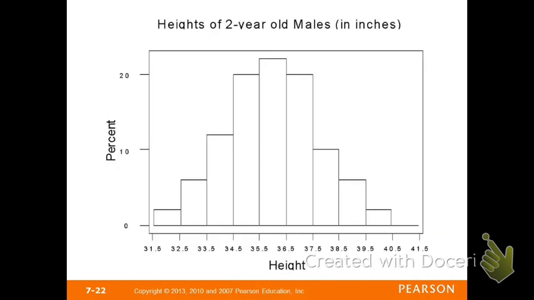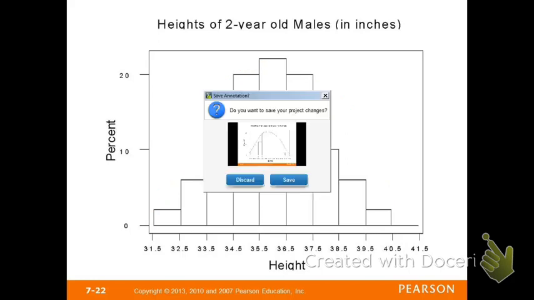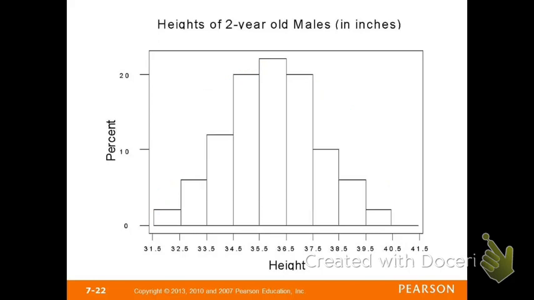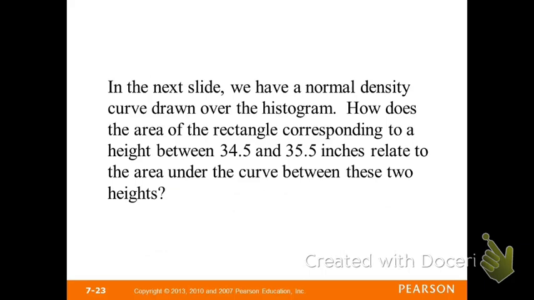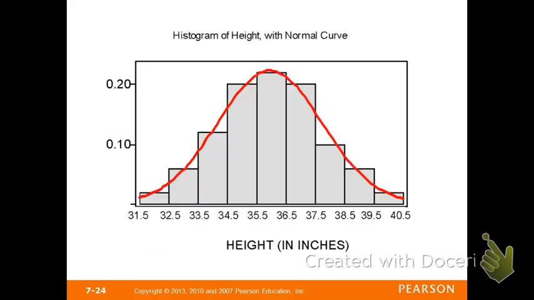Okay, you could produce a histogram, you know how to do that, and now you see the data is fairly normally distributed, bell-shaped, so the heights are normally distributed. Then on the next slide, we're going to have a normal density curve drawn over the histogram, and we want to see, how does the area of the rectangle corresponding to a height between such and such bounds relate to the area under the curve between those heights? Okay? Well, just visually.